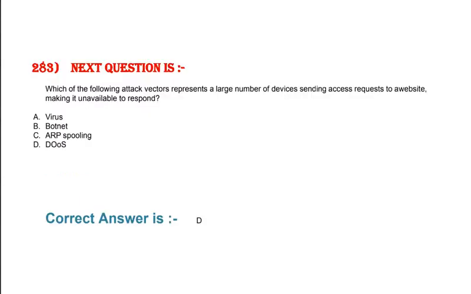Question is, which of the following attack vectors represents a large number of devices sending access requests to a website, making it unavailable to respond? Option A, virus. Option B, botnet. Option C, ARP spoofing. Option D, DDoS. Correct answer is option D.